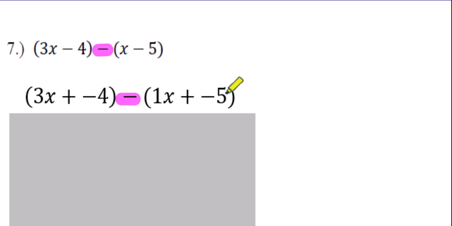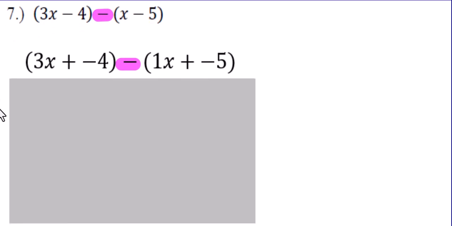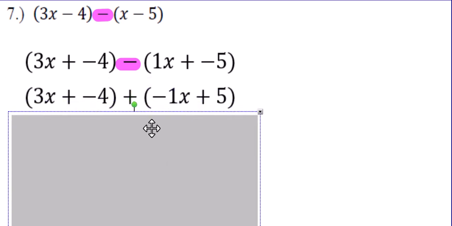Now, all I did was rewrite the problem. I didn't add the additive inverse yet. So my next step is going to change that subtraction to addition and use the additive inverse of 1x plus negative 5. That's going to be negative 1x plus a positive 5. So when we rewrite that, it's going to look like this. Again, we're going to add the additive inverse. So the additive inverse of 1x plus negative 5 is negative 1x plus a positive 5.